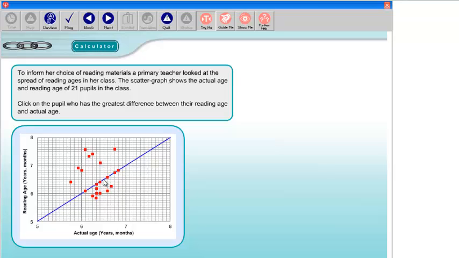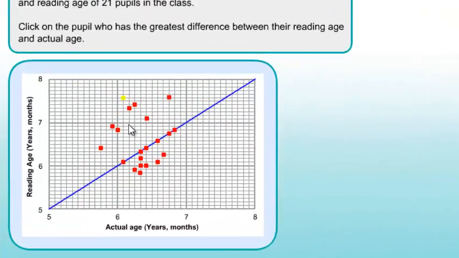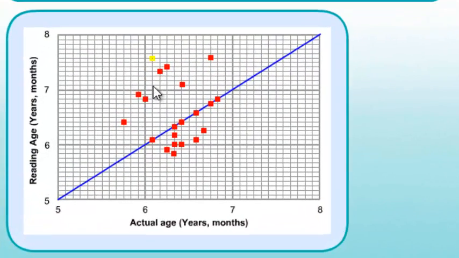Certainly further away than any of these. So it has to be this student here. And we can confirm that to ourselves. So let's look at his actual age. His actual age was 6 years and 1 month. And his reading age, well, it's over 7 years for a start. So we count up 7 years and 1 month, 2 months, 3 months, 4 months, 5 months, 6 months. So that's a pretty hefty difference, and if you were to look at a few other points, it's certainly the greatest difference.